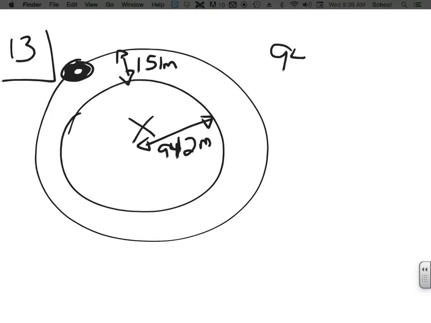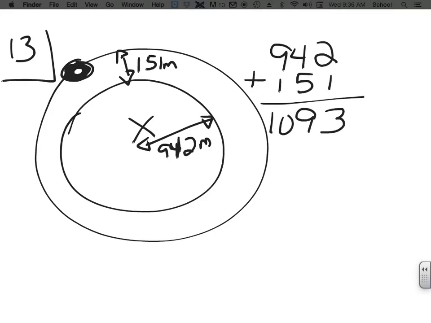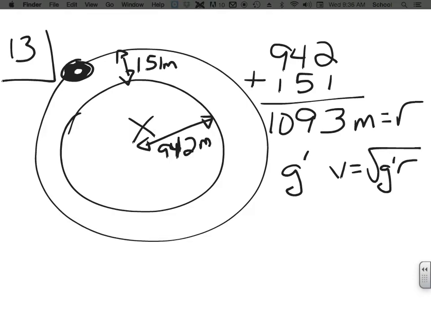It's going to be the 942 plus the 151. So that would give us a total of 1,093 meters to use as the radius here. Of course, this means we have to have a new g also. So what you can do is plug into the g prime equation using this new r and find out what our new gravity is. And then we plug into v equals the square root of g prime r, which of course is our orbit velocity equation.